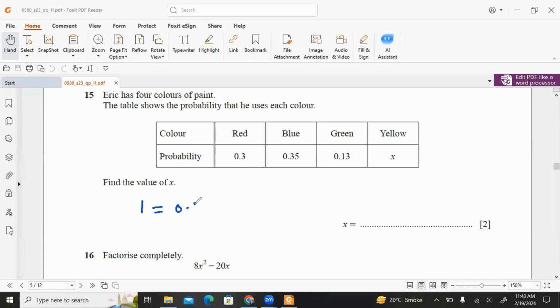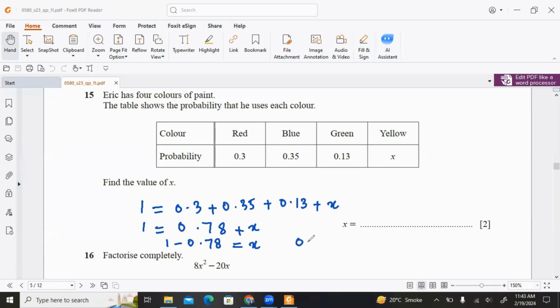So 1 equals 0.3 plus 0.35 plus 0.13 plus x. So that is going to be 0.95, 0.65, 0.78. 1 minus 0.78 equals x, which is going to be 0.22. That is your probability of him using the yellow color.